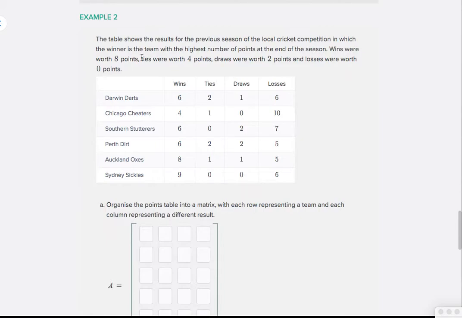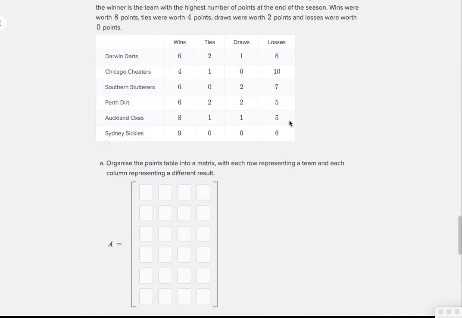So in cricket, a tie is when both teams get the same amount of runs, and a draw is often when the match is not completed, so when it rains or something like that. So we can see the Darwin Darts have 6 wins, 2 ties, 1 draw and a loss.